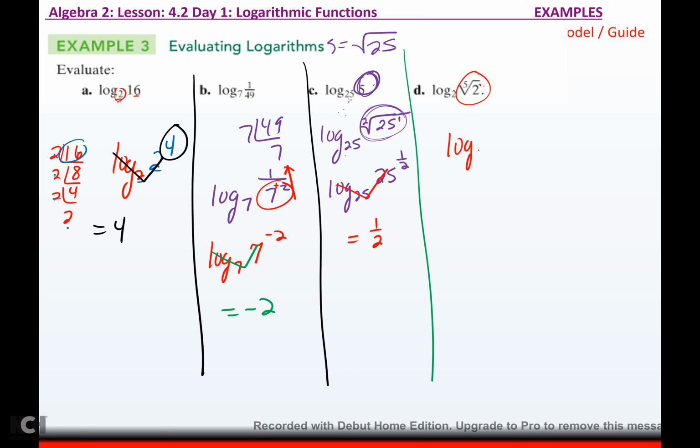Okay, so log base 2 of 2 to the 1/5. And these already match, so my answer is 1/5. Now, what are you going to do when you can't make a match? Well, we'll learn that in a few days. But for right now, when you're solving or evaluating logarithmic functions, the only technique you have right now, there's more, is to make these guys match. If you can't, there are other techniques, but I'm going to teach you those later.